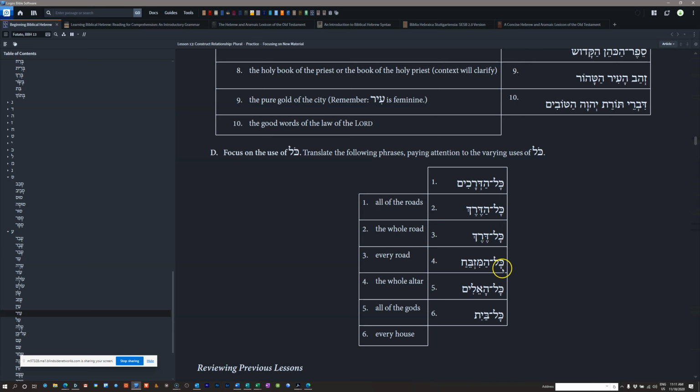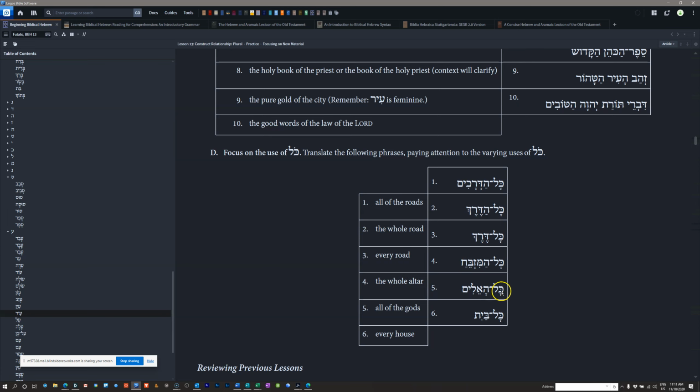All right, so number 4, we have all of, definite article, singular noun, so this is going to be every or each. Oh, I'm sorry, all of the singular noun is going to be whole. All right, all of singular noun without the article is going to be every or each. So kol hamizbeach is going to be all of the altar or the whole altar.